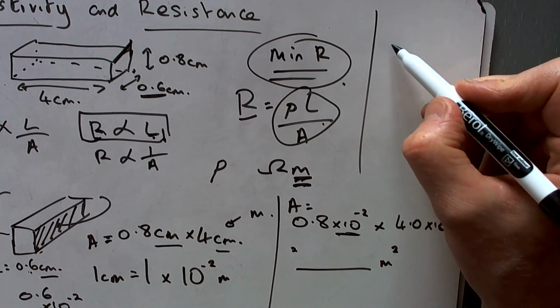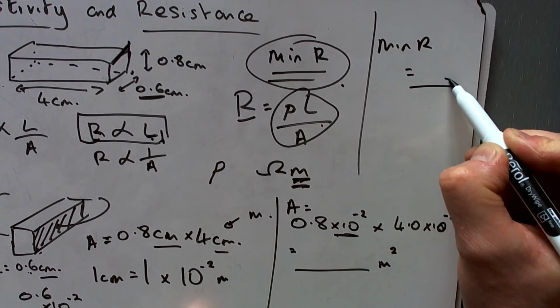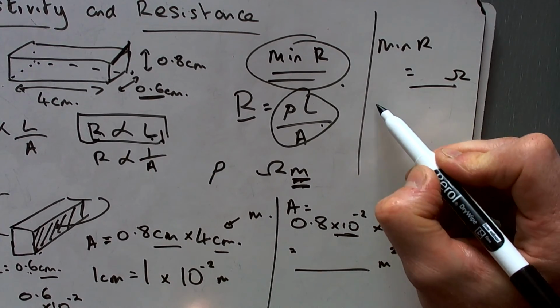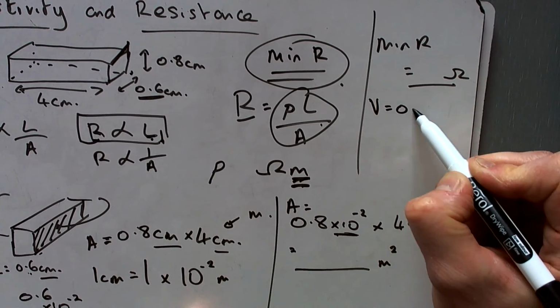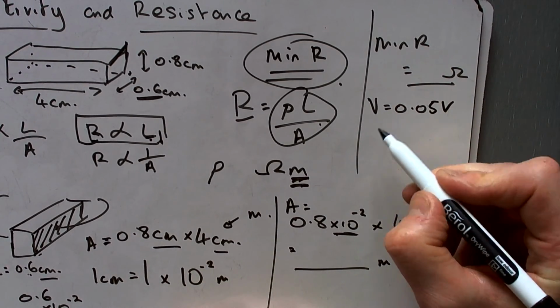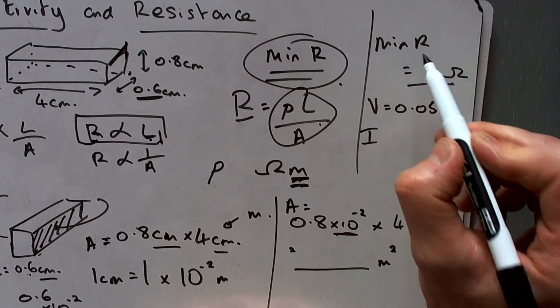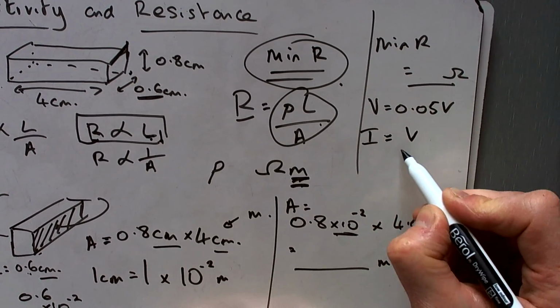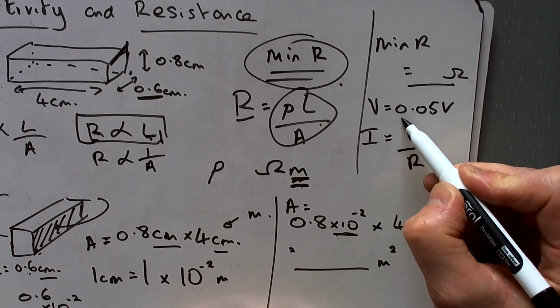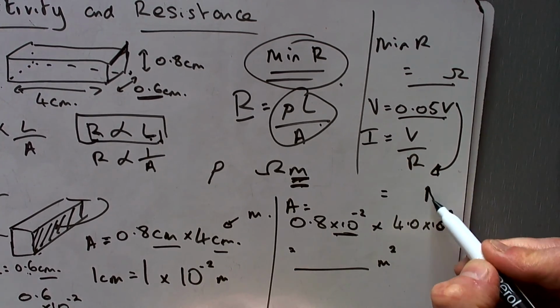The last part of the question was, once you've worked out that minimum resistance in ohms, we were given a voltage of 0.05 volts. To work out the maximum current, for the maximum current we want the minimum resistance, which we've just worked out. That's going to be voltage over resistance, so it'll be 0.05 divided by whatever answer you got before. That will give you an answer in amps.